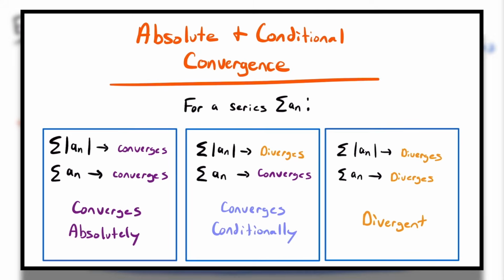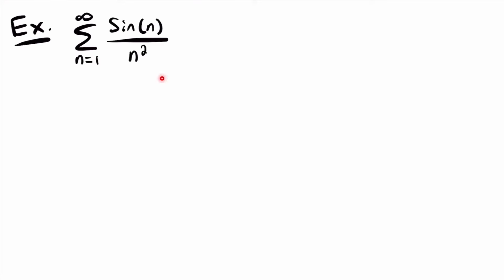or conditionally convergent. First up we have the series that we looked at the beginning of this lesson, where we have sine of n divided by n squared. I previously said that we could not determine the convergence of this series using any of our previous methods, but now we can determine if it converges or not by testing for absolute convergence. And so what we'll do is look at the series where we have the sum from n equals 1 to infinity of the absolute value of sine of n divided by n squared.